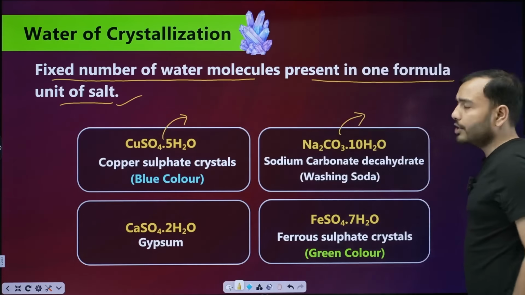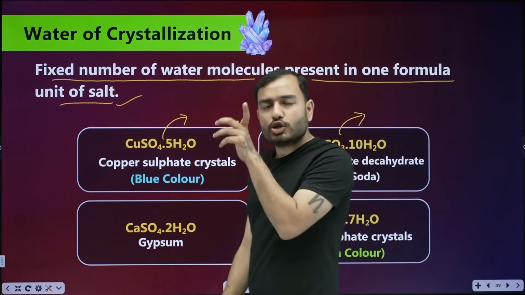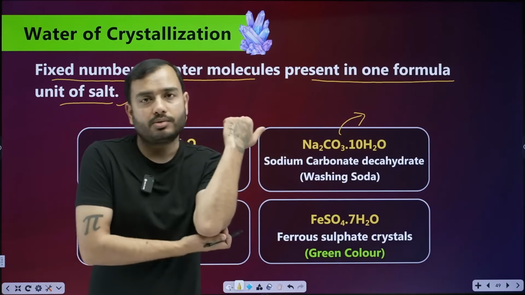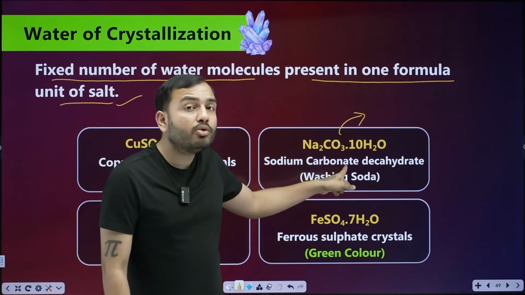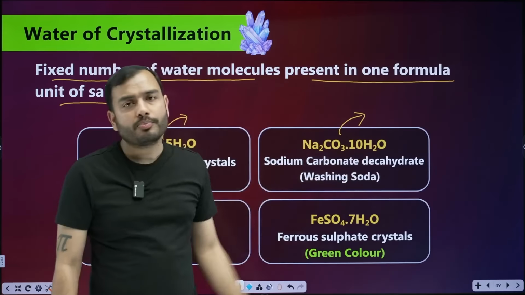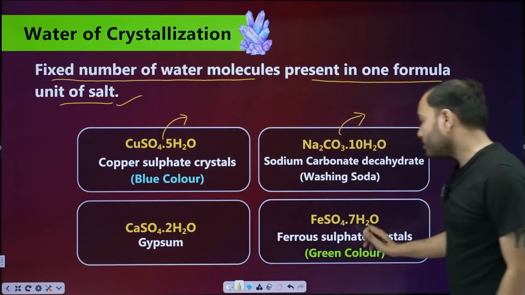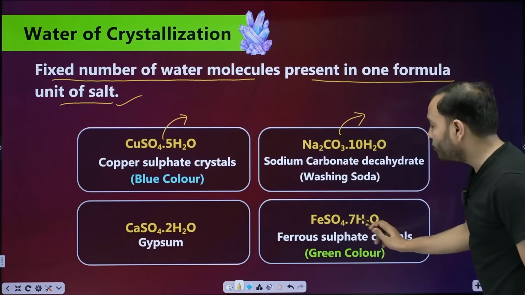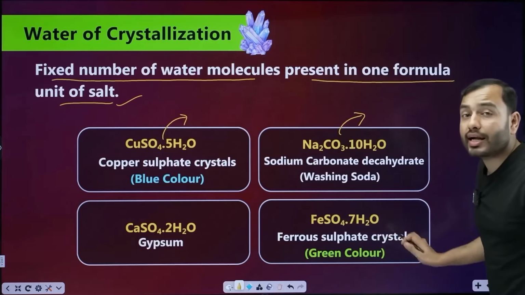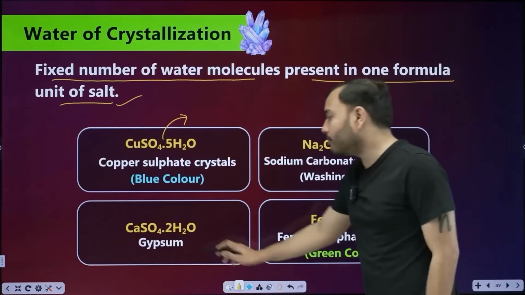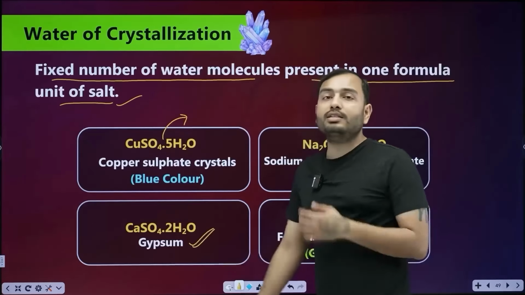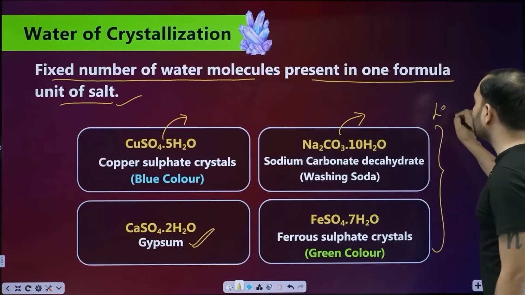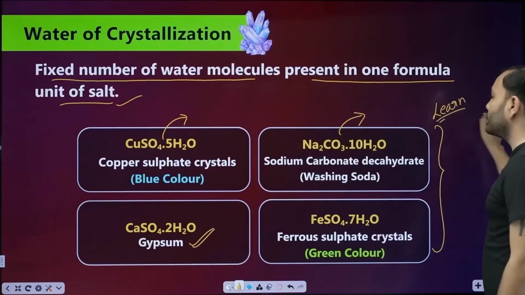Then there is Na2CO3.10H2O. Whenever you see .H2O, we say that they have water of crystallization. What is this? Sodium carbonate decahydrate, washing soda. And let's see what else I have. You remember this one? Last activity we studied ferrous sulfate, FeSO4.7H2O. Its color is green. You have to remember the compound gypsum, CaSO4.2H2O. So you must remember these water of crystallization formulas.